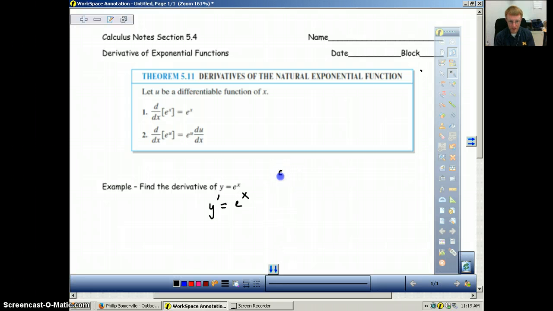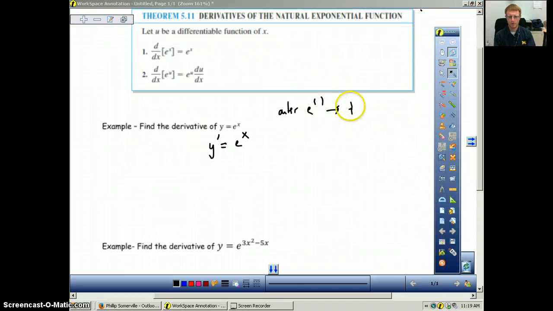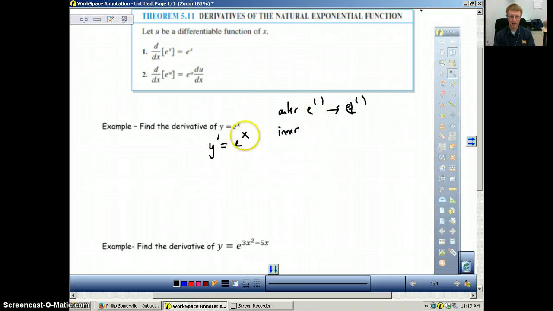So like when we say an outer, we would say, oh look, we have an outer function is e to the parentheses. And so the derivative of that would be e to the parentheses. So that all stays the same, and then we would have to multiply by whatever our inner portion is, which is what the exponent is. Here, it's just e to the x times 1, because the derivative of x is 1.